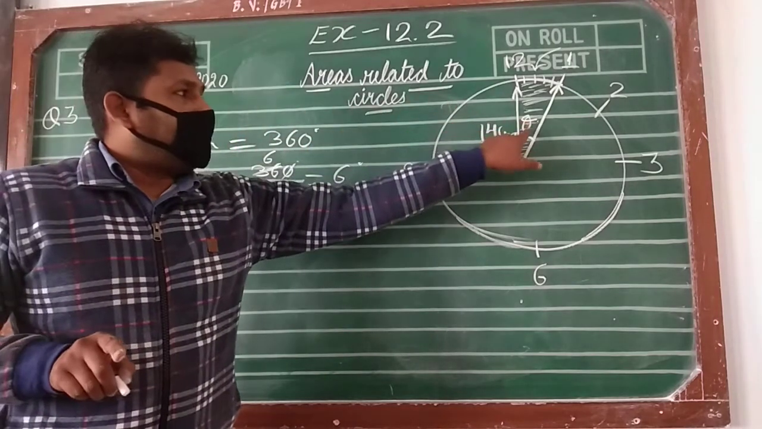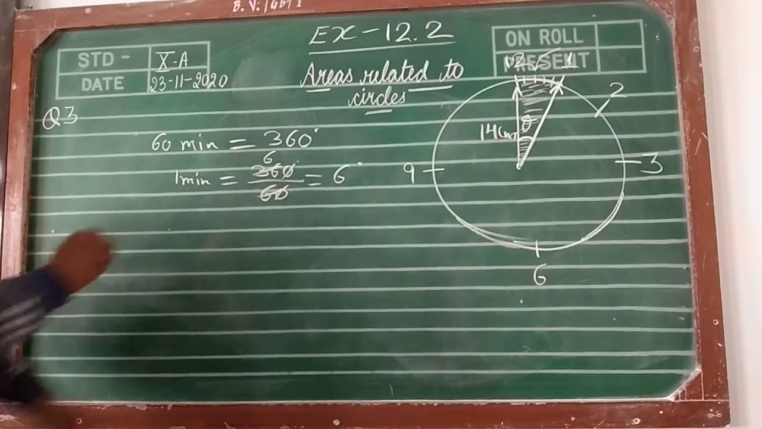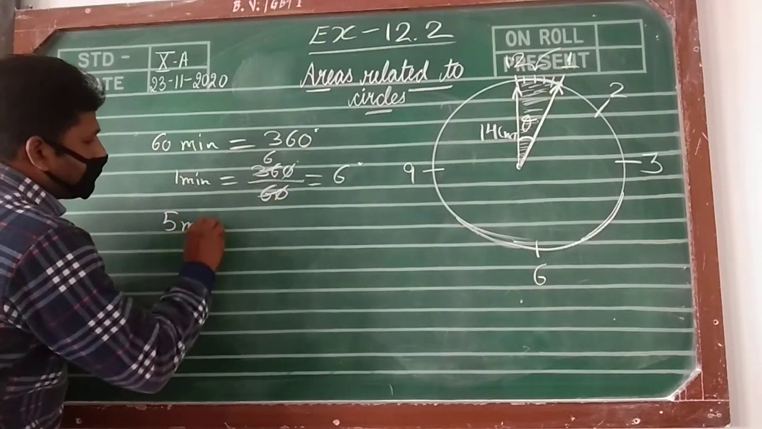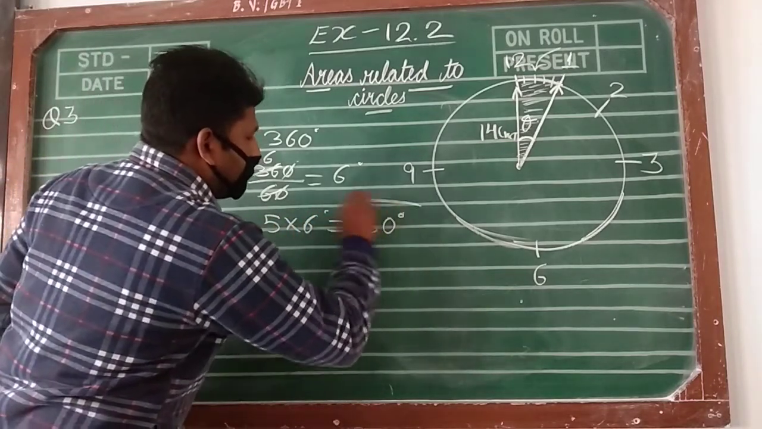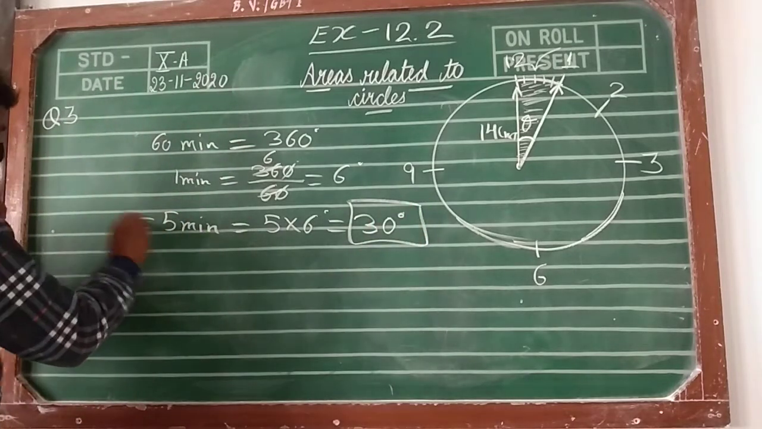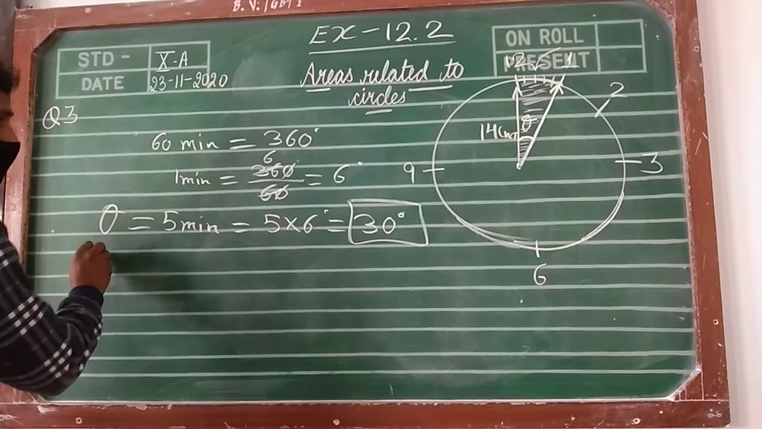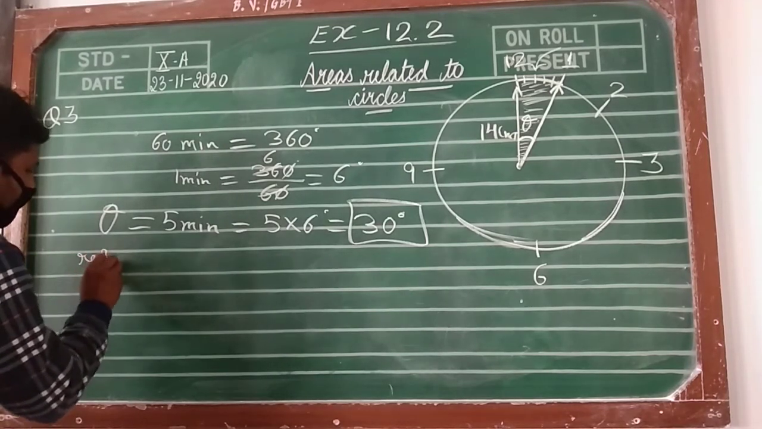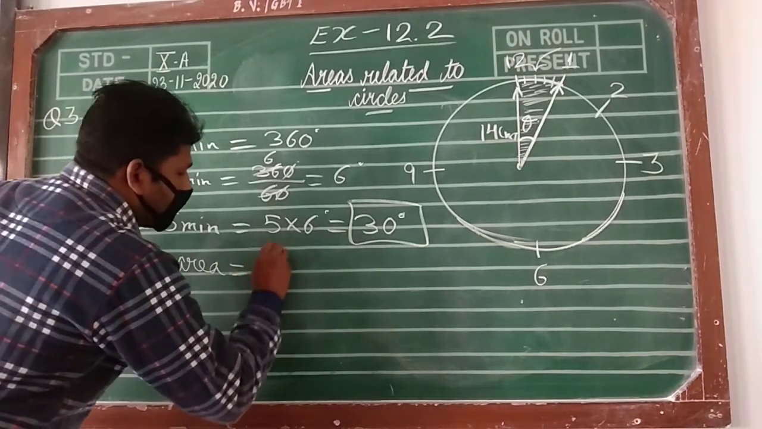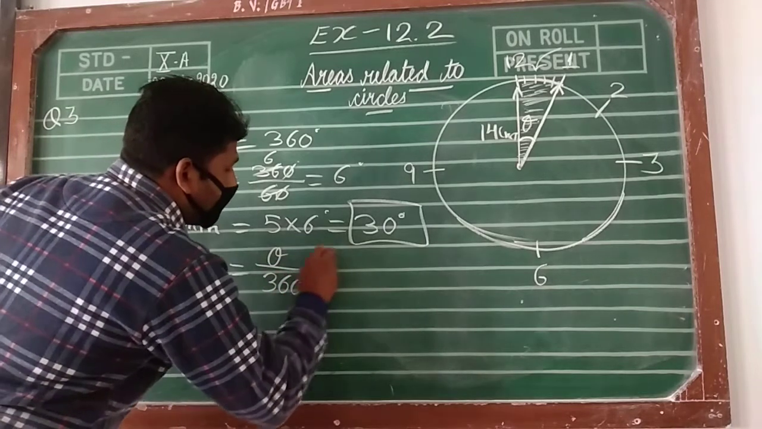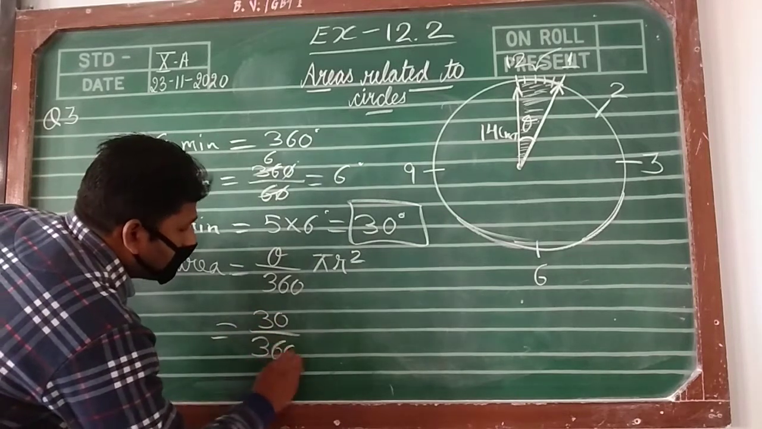And what we needed is the angle for 5 minutes. In 1 minute, it covers an angle of 6 degrees. Then in 5 minutes, it covers 5 into 6 degrees, means 30 degrees. Then this is the angle. Now the angle we have, use area of sector, then required area is equal to theta upon 360 into pi r square. Put the value and solve this.